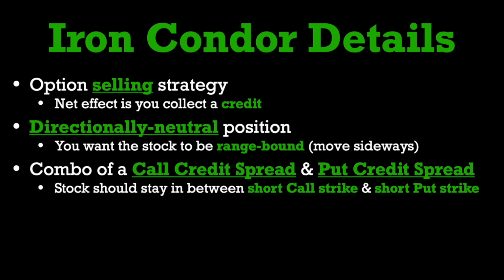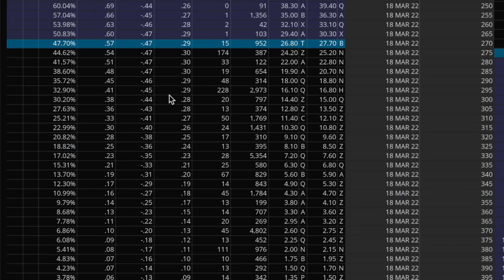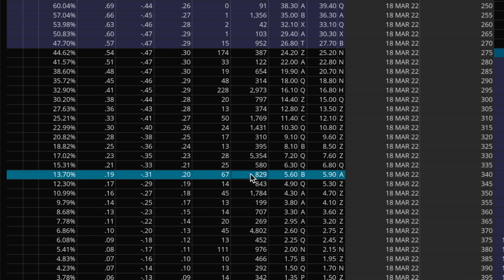of those two spreads. So for example here, coming back to the option chain for Snowflake, taking a look at the call options here first, if I wanted to sell an iron condor on this stock, for my short call strike, I would probably choose this one right here. This is the 330 strike. And then I would probably purchase the 340 strike call option. So therefore, with my short strike at 330 and the long strike at 340, this would be a $10 wide call credit spread, which again makes up the first half or the first piece of the full iron condor.